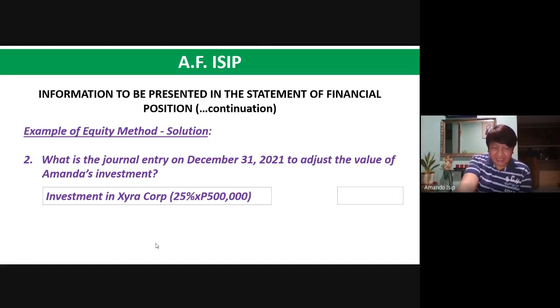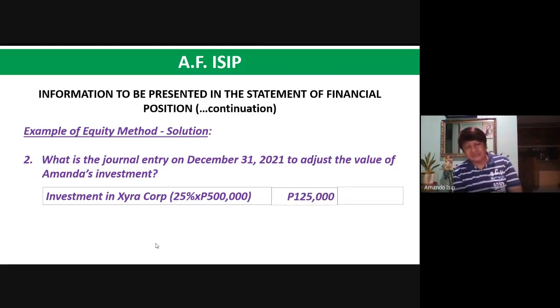Amanda invested in Syrah. And then Syrah Corporation earned 500,000 net income. Therefore, we will recognize the share of Amanda in Syrah. Since the investment of Amanda is 25%, we will get 25% of the net income of Syrah. Therefore, the entry is debit investment in Syrah of 125,000 pesos.